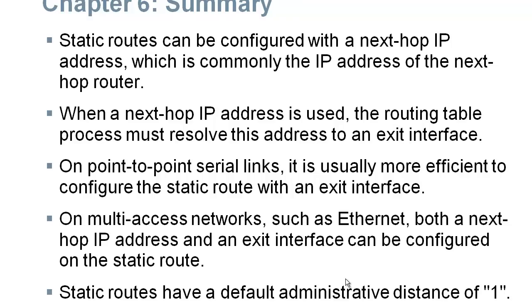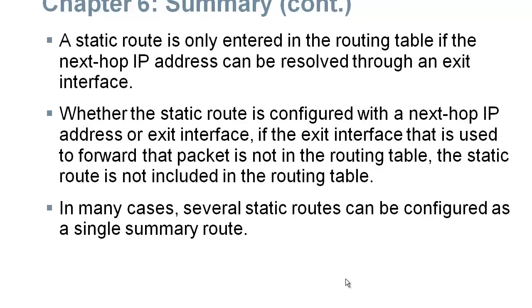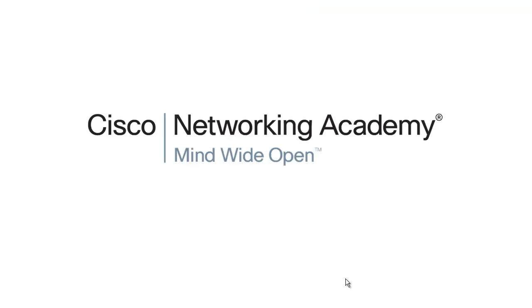And remember, static routes have a default administrative distance of 1. Floating static routes are just static routes with a different administrative distance at the end. And also don't forget that you can summarize static routes, so that instead of having 4 or 5 static routes, you can typically summarize them into 1 static route.